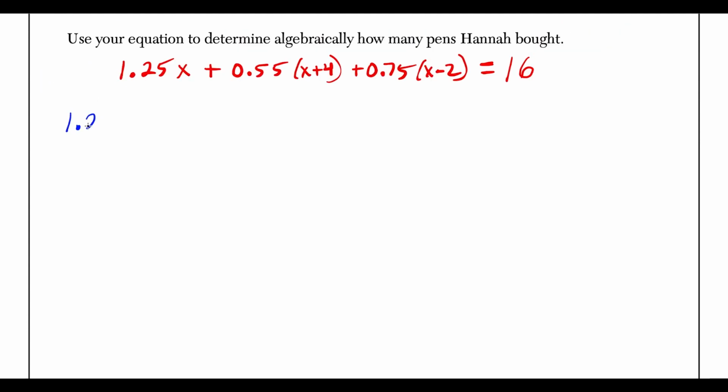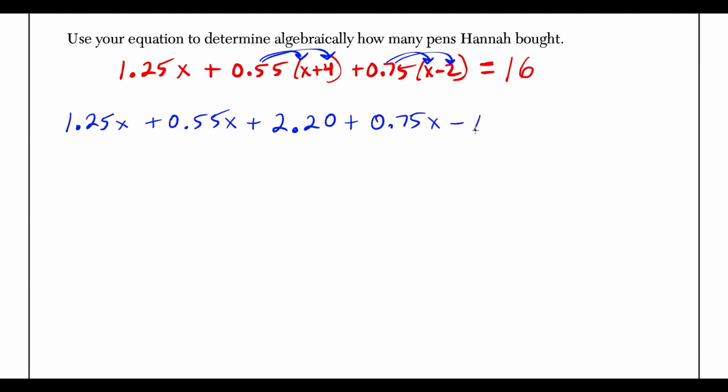We have 1.25 times x. And here we're going to distribute the 0.55. So we have 0.55 times x, plus, and now if we multiply this by 4, if I double that in my head, that's 110, and if I double it again, that's 220, but we're going to have a decimal there, so this is 2.20. Plus, and now we distribute the 0.75, and we'll have 0.75 times x, and then when we multiply by minus 2, we're going to have minus 1.5, and this is equal to 16.